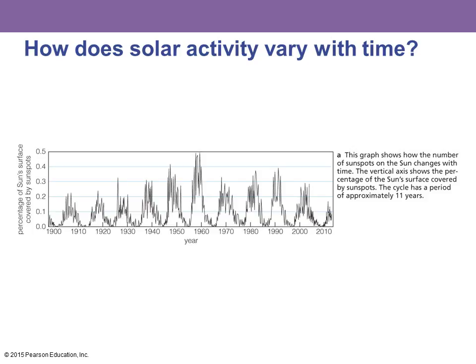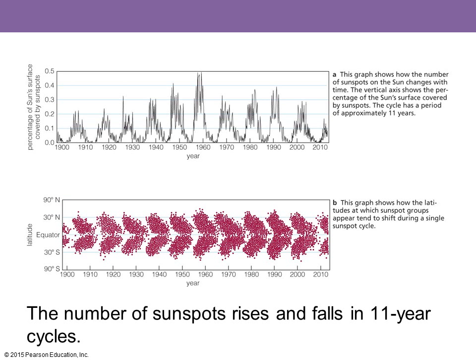So how does solar activity vary with time? Well, this is one of the graphs that was in the book, and as you can see, the percentage of the sun's surface covered by sunspots varies at a pretty regular rate. As it turns out, roughly 11 years. Same graph is on the top, but what's interesting is the graph at the bottom, which shows how sunspot location varies through the years as well.